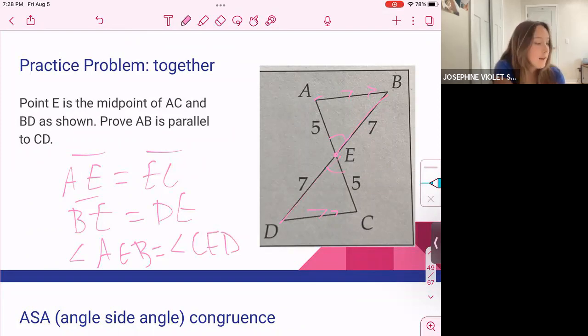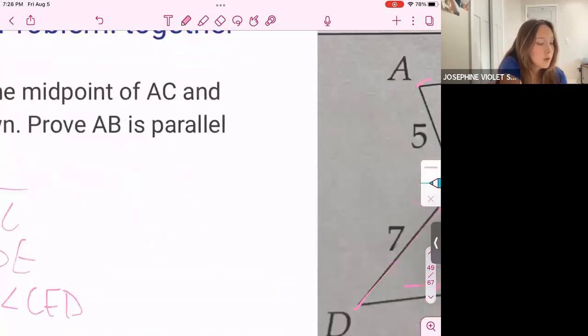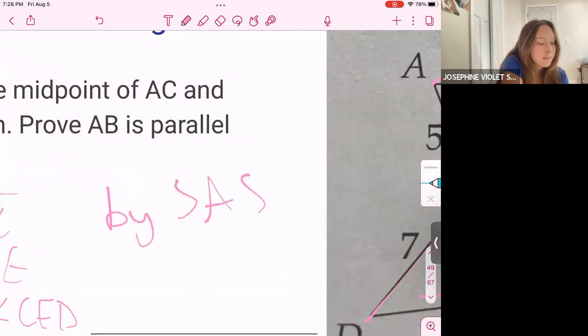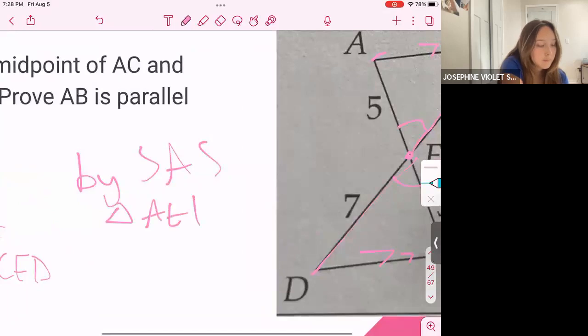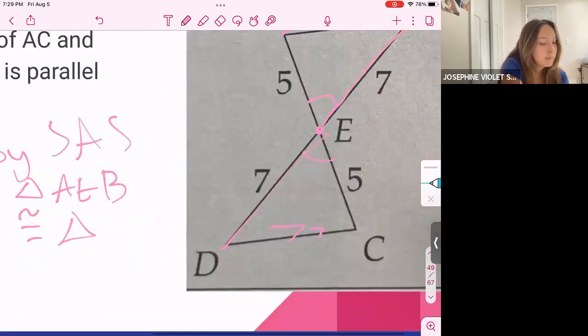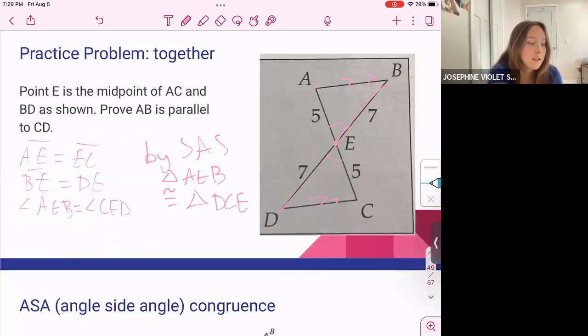So from this, by side angle side congruence, we know that these two triangles, let me actually write this out like a more formal proof. So by SAS, triangle AEB is congruent to triangle DCE. So now let's go back to what the question was asking us in the first place, which is prove that AB is parallel to CD.